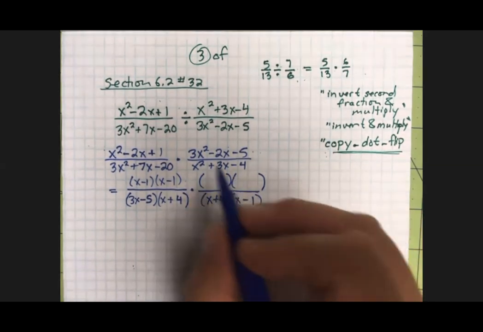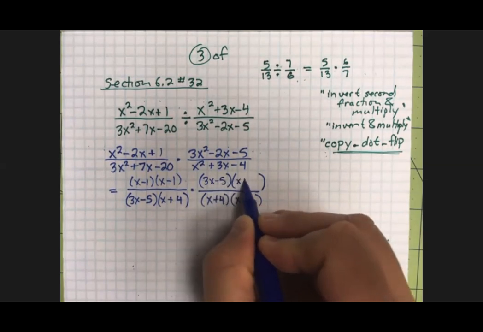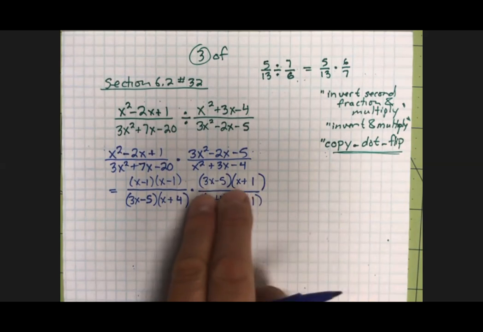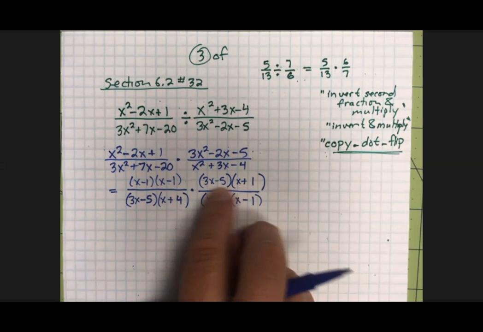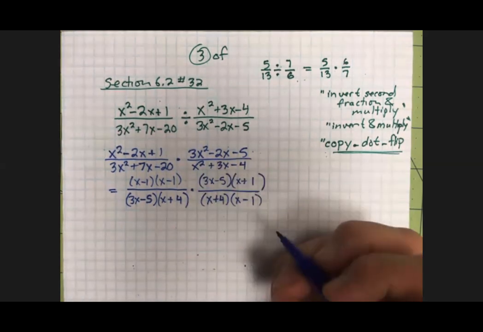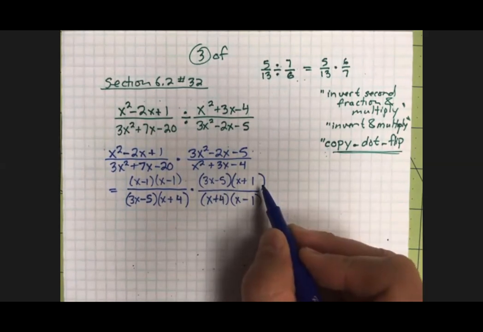Jacob suggests 3x minus 5 and x plus 1. And all we've got to do is test it. We don't have to take his word for it. Got 3x squared. Yes. Got minus 5x plus 3x is minus 2x. Yes, minus 5 times 1 is minus 5. Yeah, okay, so you got it. And if you miss it, you just try again.